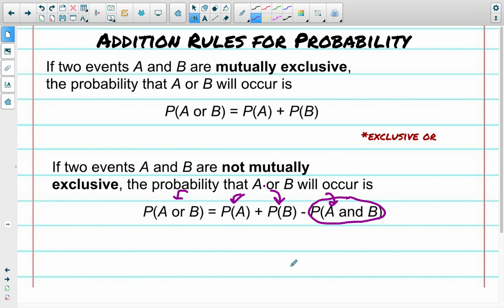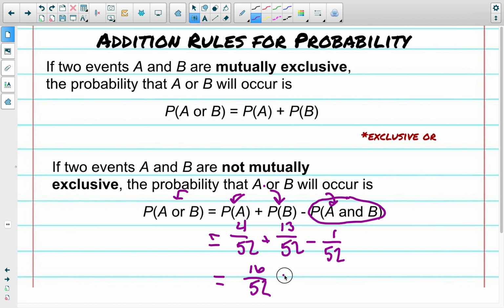So back with the card example, the probability that a card is a king is 4 out of 52, plus the probability that a card is a spade is 13 out of 52. But we need to subtract out our king of spades, which happens 1 out of 52 times. So this probability would end up being 16 out of 52. And if you choose to reduce that down, you should end up with 4 out of 13.